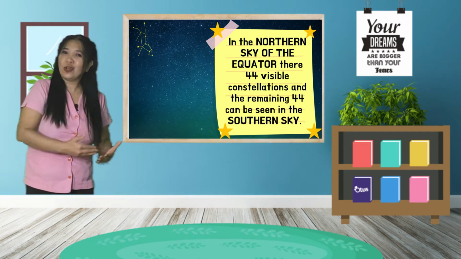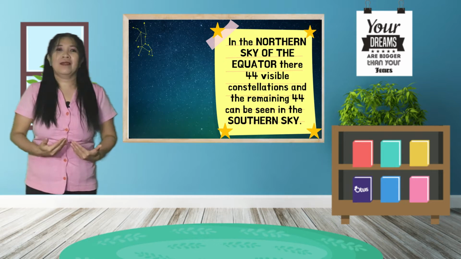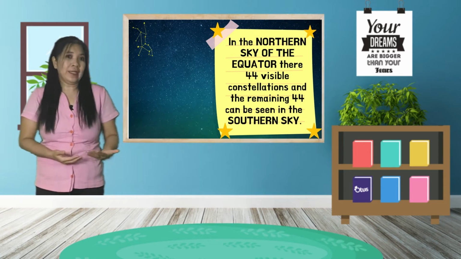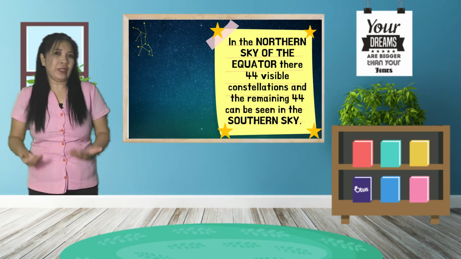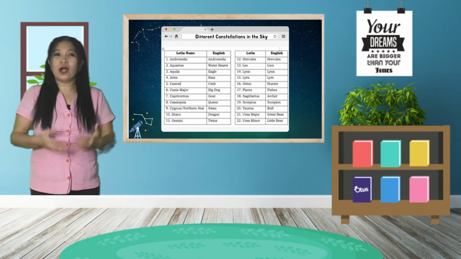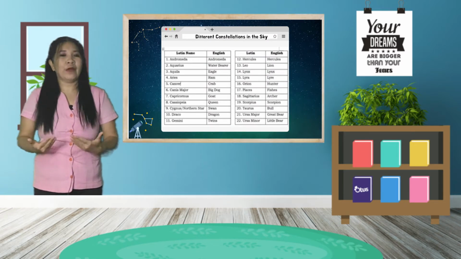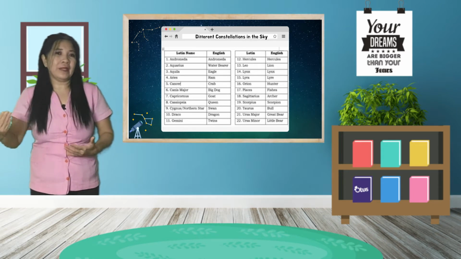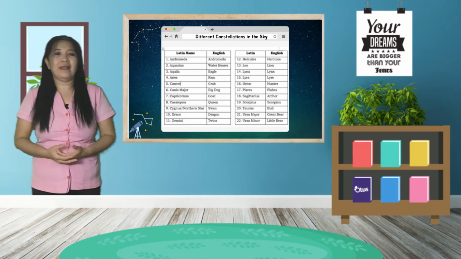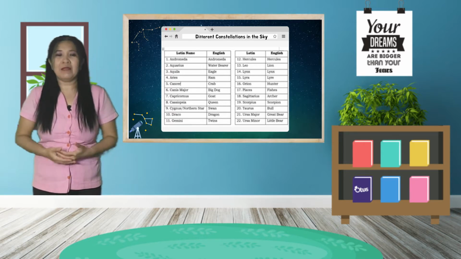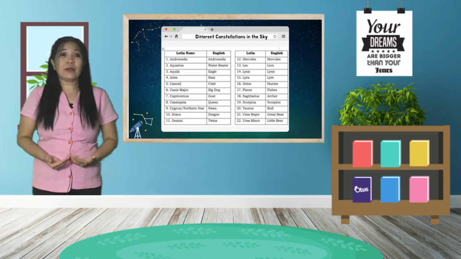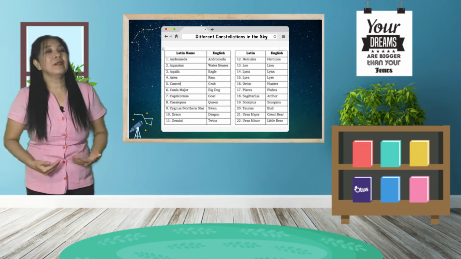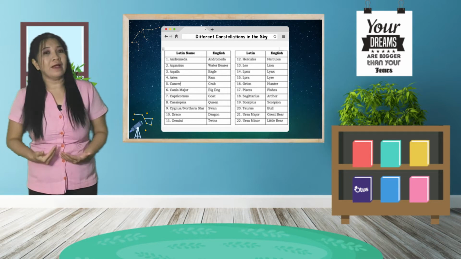Are you excited to know the names of these constellations? Now, let's continue. The table below shows some of the constellations in their Latin names and English names. Andromeda is the same word in English. Aquarius means water bearer. Aquila means eagle. Aries means ram. Cancer means crab. Canis Major is a big dog. Capricornus is a goat, while Cassiopeia is a queen.